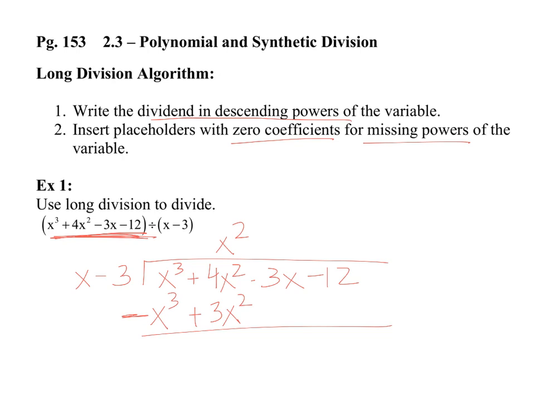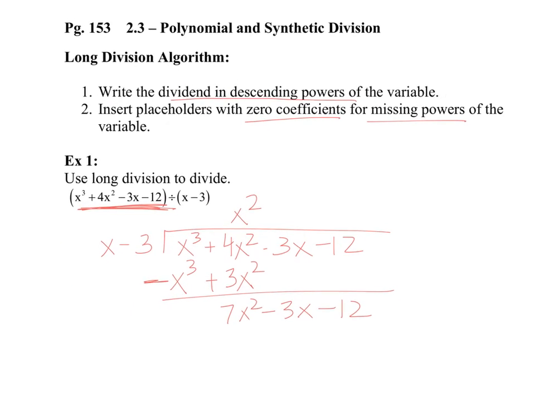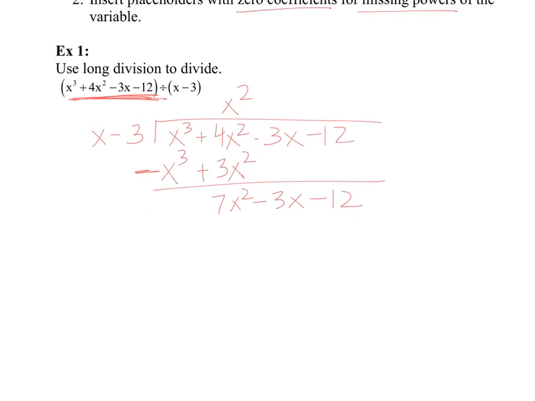Alright, so the first terms cancel out. Then I'm left with 7x squared minus 3x. Bring down the rest of it. Now, just like you started before, you're going to start here now. So x times what gives you 7x squared? That would be 7x. Now we multiply, we get 7x squared, and 7x times negative 3 is negative 21x.